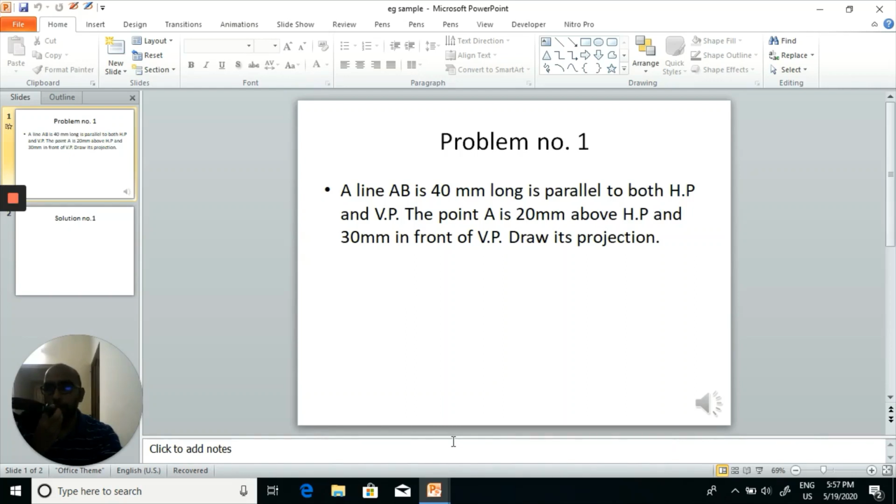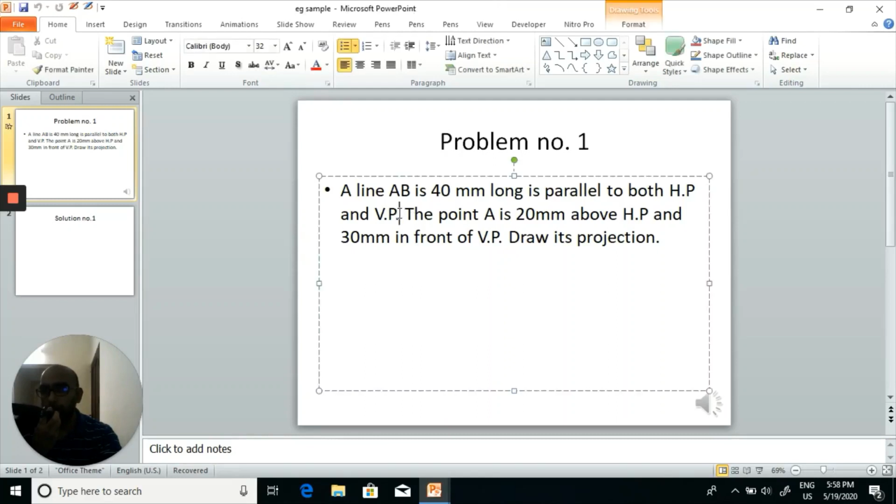We have to find a line AB, and it is given that AB is 40 mm long. It's also given that AB is parallel to both HP and VP, horizontal plane and vertical plane. That is the first part of the question. The second part is that point A is given, which is 20 mm above HP and 30 mm in front of VP.